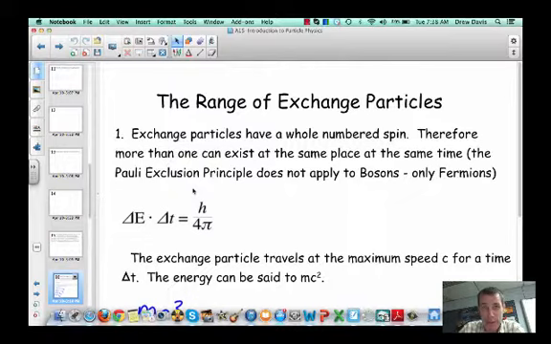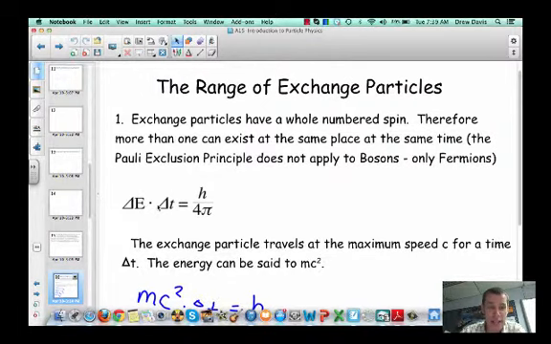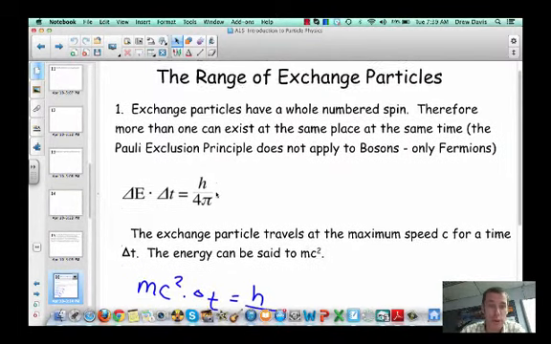Now, these particles that are created out of nothing only last for a finite period of time, and so there's a range or a distance that they can travel. All right, and we're going to use the Heisenberg uncertainty principle to find that range. So we're starting out with the formula delta E times delta T equals h over 4 pi.